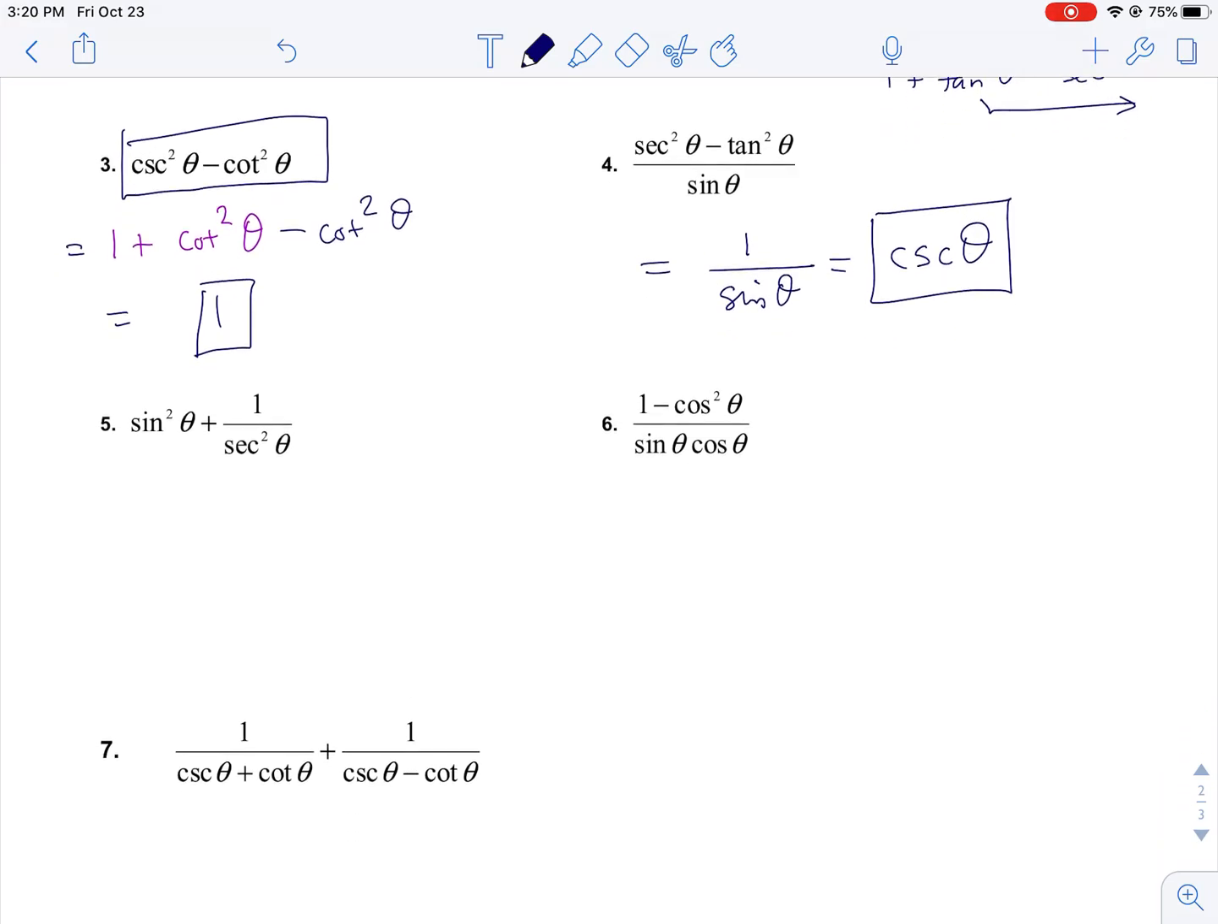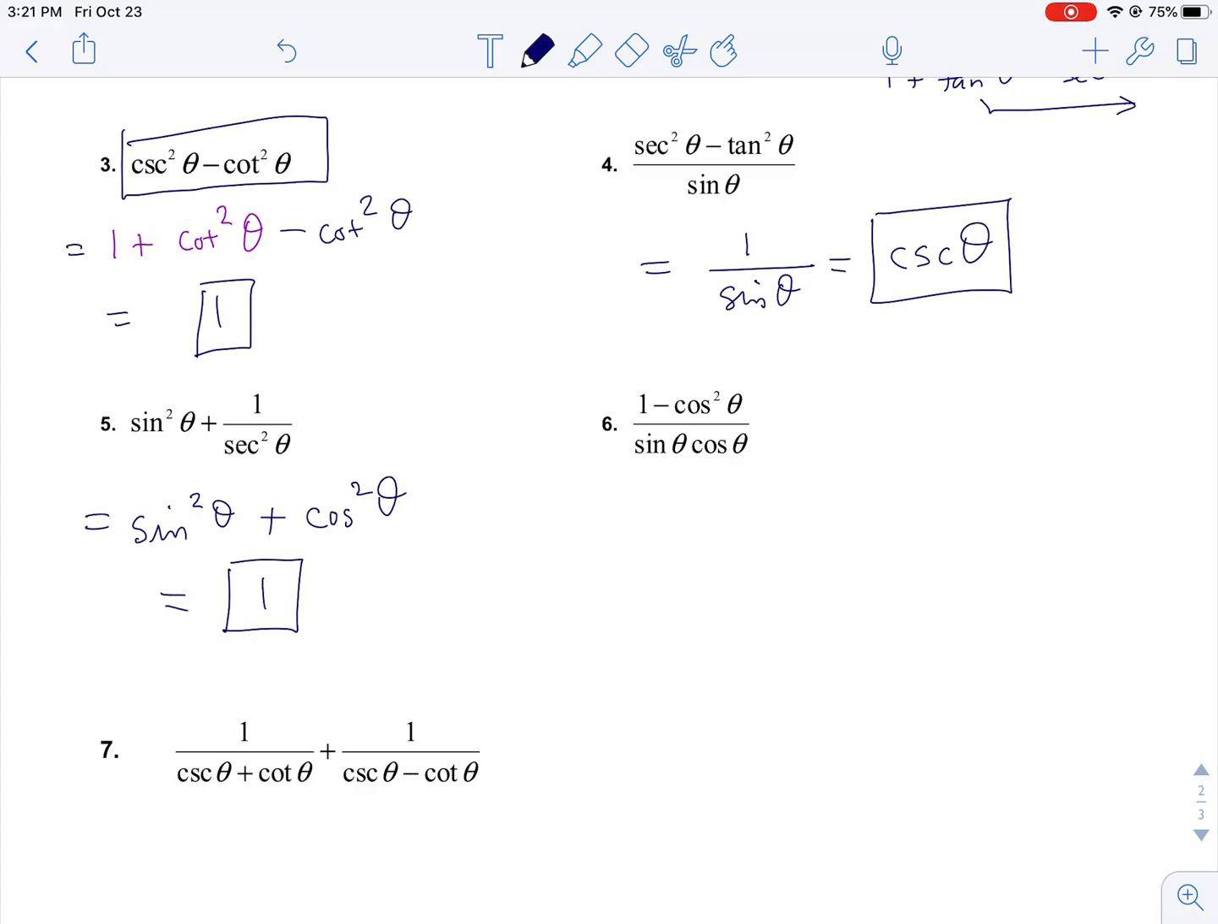Let's do a couple more in this video. Here I got sine squared plus 1 over secant squared. If I see 1 over anything, I think, that's a reciprocal. What's the reciprocal of secant? It's cosine. So that simplifies to sine squared plus cosine squared. But guess what? That's a Pythagorean identity, the first one. Sine squared plus cosine squared equals 1, arguably the most used identity that we have. So number 5 is done.